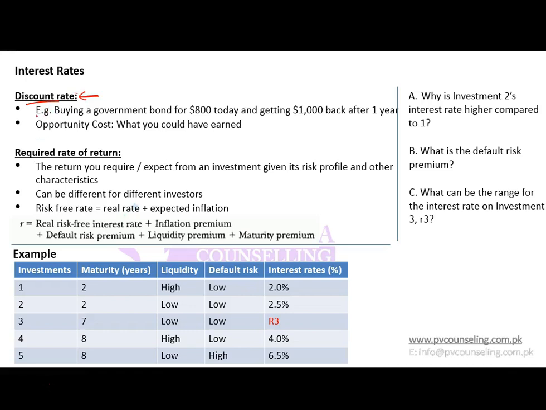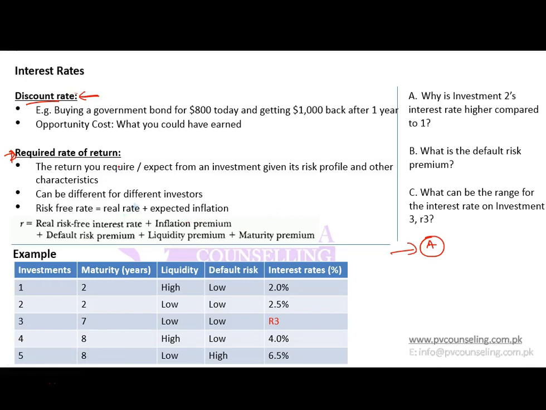Now a specific type of interest rate or discount rate is the required rate of return. So what is required rate of return? Required rate of return is the rate that an investor would want on an investment. So if I tell you there is an investment A, and I ask you to invest into it, you will ask for some return. That return that you would ask for investment in A is your required rate of return.